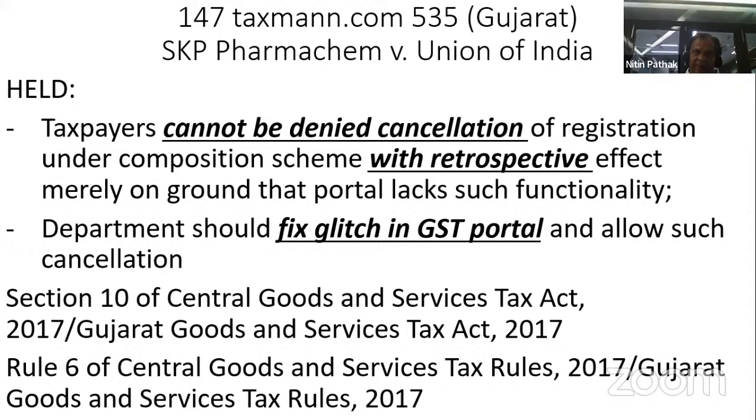Here, the taxpayer cannot be denied cancellation of registration under composition with retrospective effect. The taxpayer cannot be denied cancellation with retrospective effect mainly on the ground that the portal does not provide for the same. The department should fix the glitch on the GST portal. Refer to section 10. Whenever there is a glitch in the portal, you should not be worried about the glitch. It's their issue. You need to do what you need to do. Section 10 of CGST, Rule 6 of CGST.